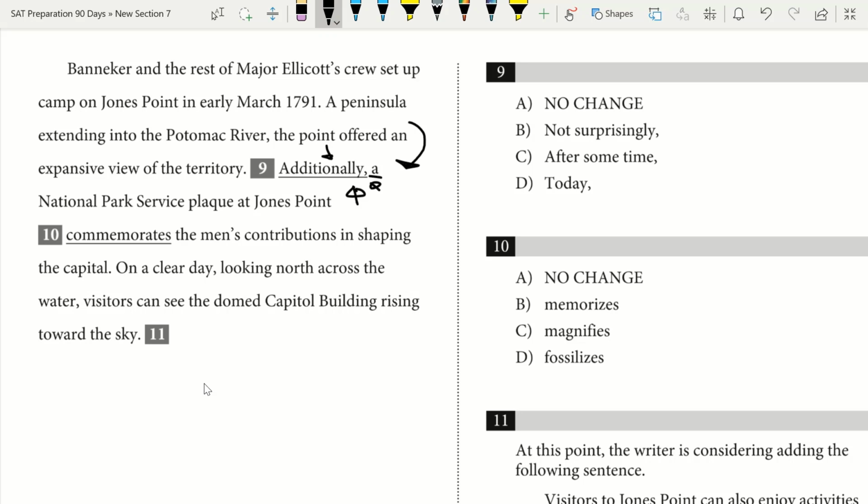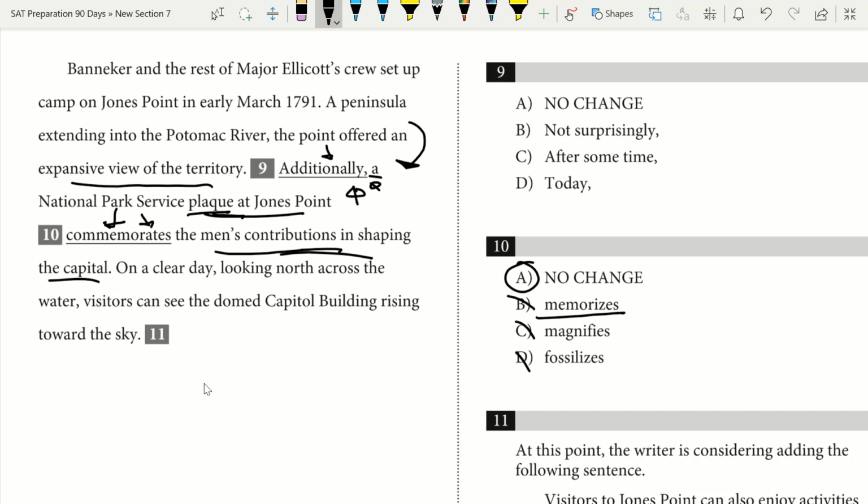All right, so what came before it? Well, we had discussion of a point that offered a view of an expansive territory. We have a National Park Service plaque at Jones Point that commemorates the men's contributions in shaping the capital. Okay, I know commemorates is going to be the correct answer there, so I can get rid of B, C, and D. How do I know? Because that plaque is serving as a memory of the men's contribution. Now, we would not say memorizes. Memorizes would be if I was to memorize flashcards or something like that. It's commemorating it.